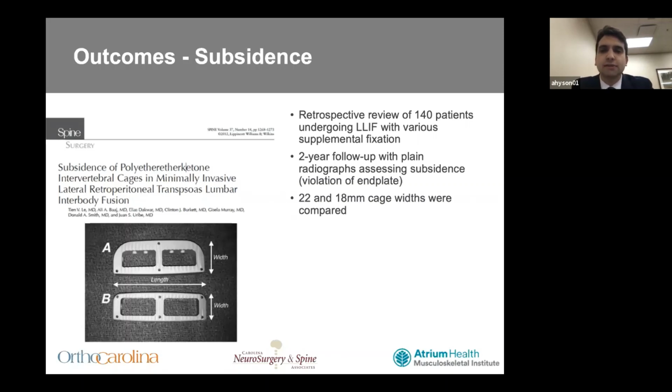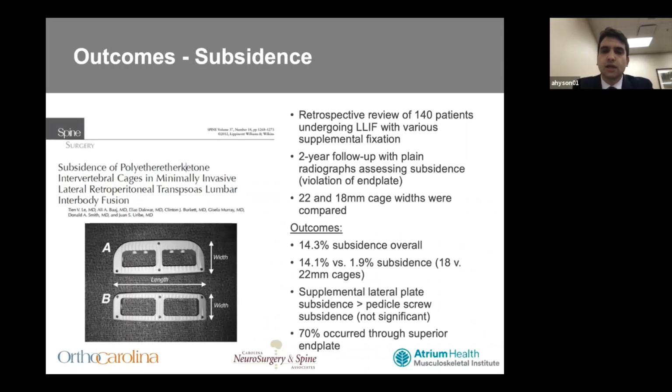22 and 18 millimeter cage widths were compared, and the outcomes were as follows. 14.3% overall subsidence rate, which is higher than you'd expect. But if you look at the 18 versus 22 millimeter cages, the 22 millimeter cages only had a subsidence rate of 1.9% compared to the 14.1% that is seen with an 18 millimeter cage.